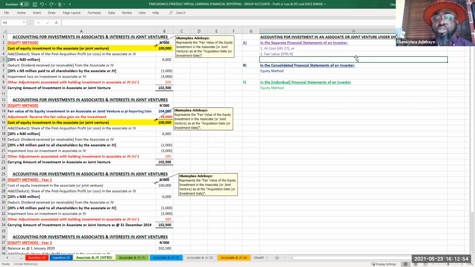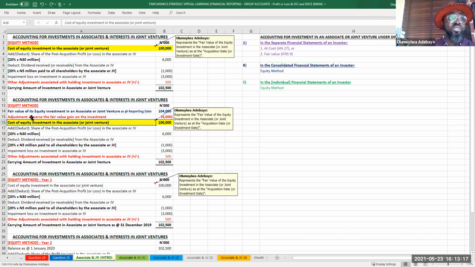Secondly, if you prepare group accounts and you have an associate, you are to account for it using the equity method and not fair value. This means any fair value you have applied at your entity level will be reversed and substituted with the equity method, which is what I showed you yesterday, where you have measured at fair value and you have to revert to your cost at every point in time.